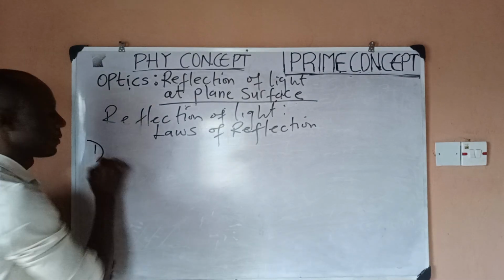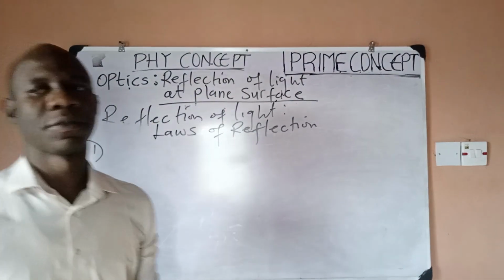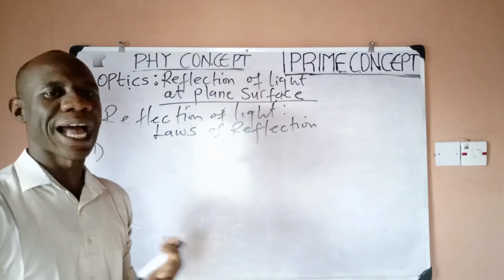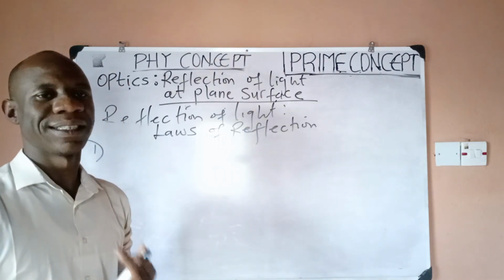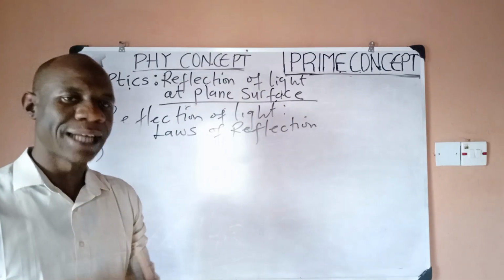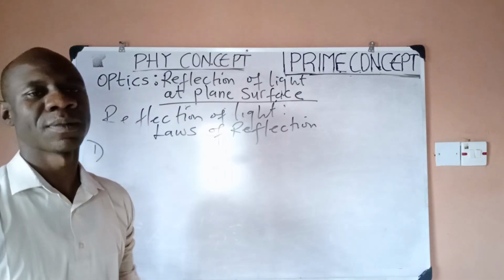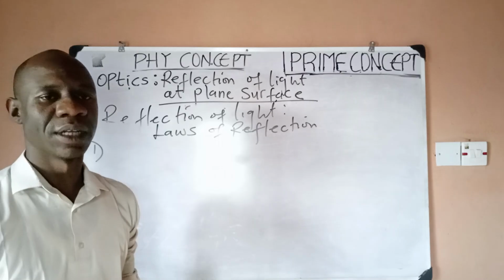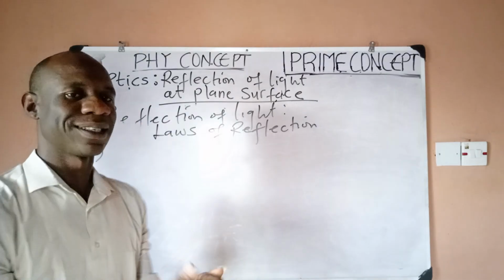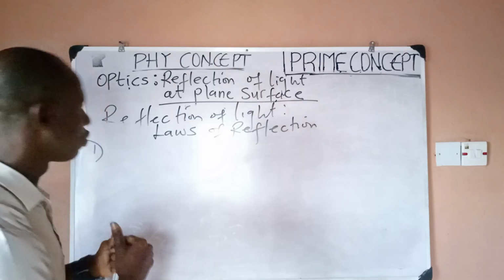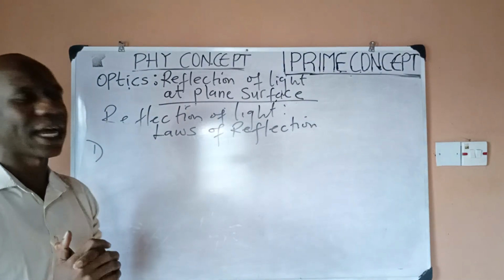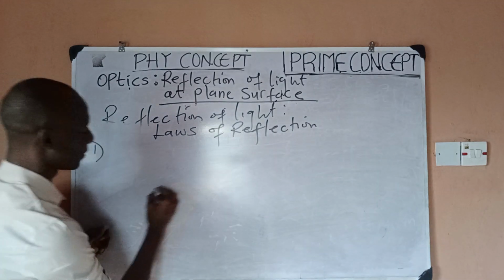So number one law of reflection simply says that when light is incident on a surface, the angle of incidence equals the angle of reflection. That is the first law of reflection, that the incident angle would always be equal to the reflected angle. So what do we mean by incident angle, and what do we mean by reflected angle? I would simply illustrate that.